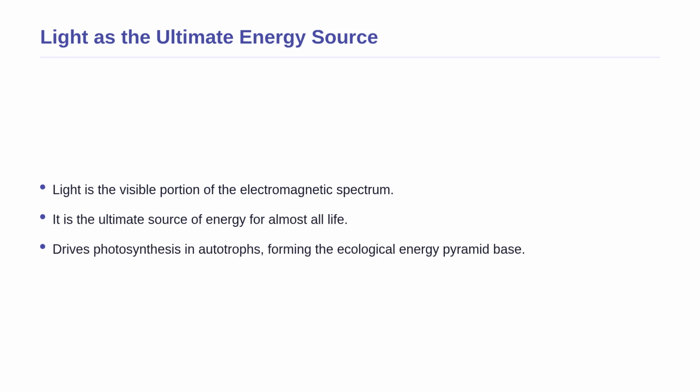In ecology, light is the primary driver of photosynthesis in autotrophs, allowing them to convert solar energy into usable chemical energy. Without this constant influx of solar energy, primary producers could not create glucose, and the entire ecological food web would starve. It is the absolute base of the ecological energy pyramid.